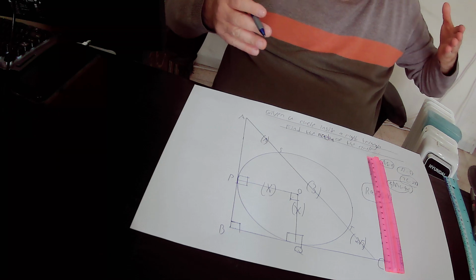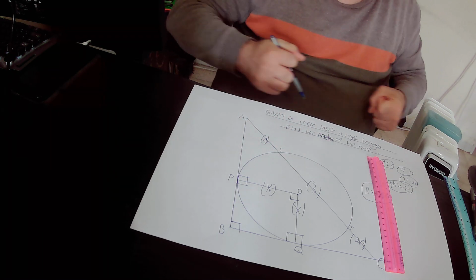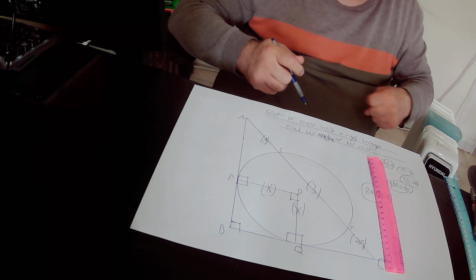So inside the quadrilateral POBQ, we have 4 right angles, and any quadrilateral that has 4 right angles must be at least a rectangle if not a square.